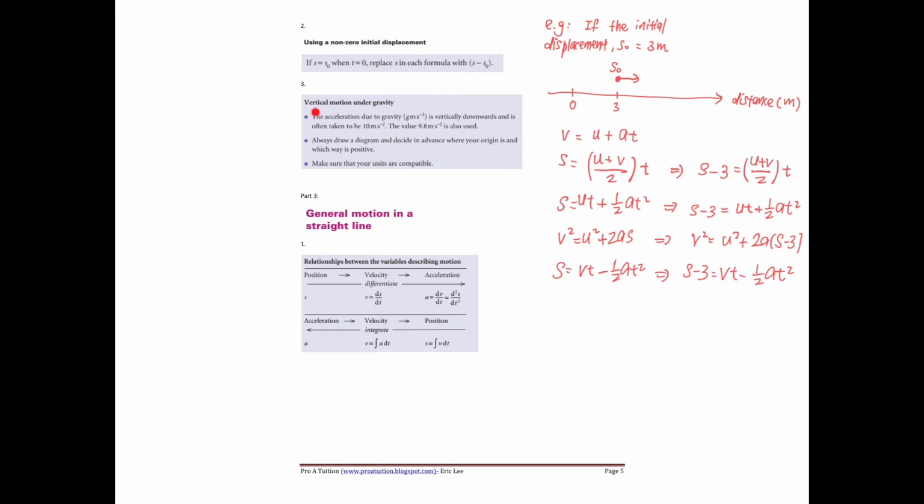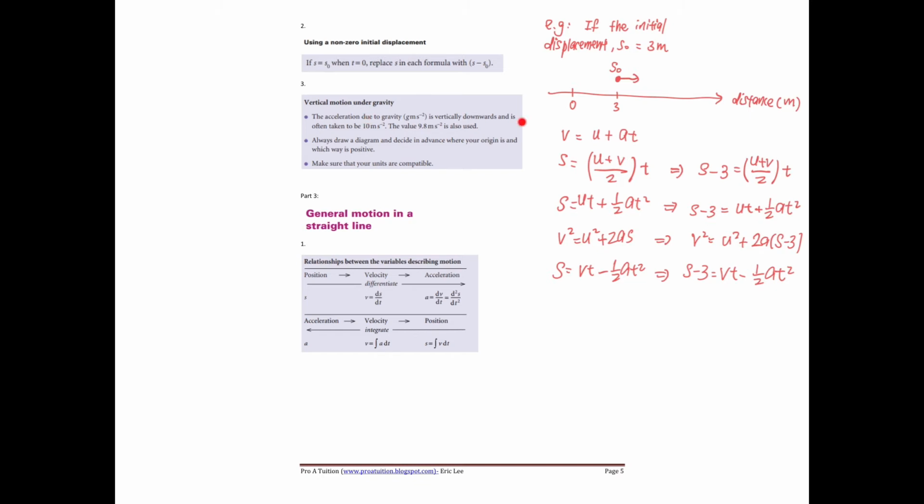Number 3, vertical motion under gravity. Okay, so again, when it's vertical motion under gravity, we can use the same formulas as well. But you have to remember one thing, the acceleration due to gravity is vertically downward and is often taken to be 10. The value 9.8 is also used. So in our Cambridge syllabus, for mechanics we use 10. Of course, for physics we use 9.81. So for mechanics we use 10.